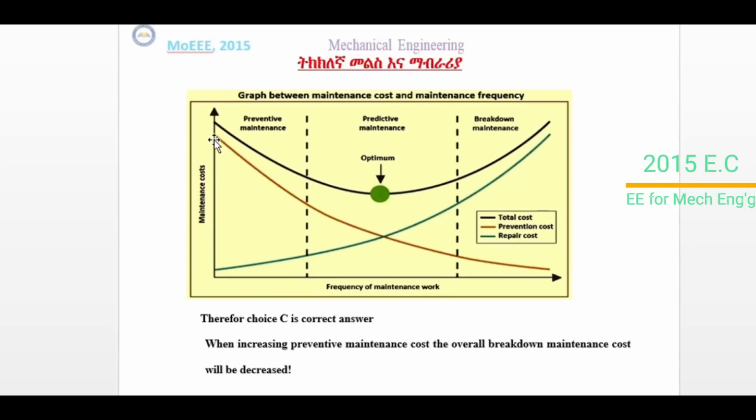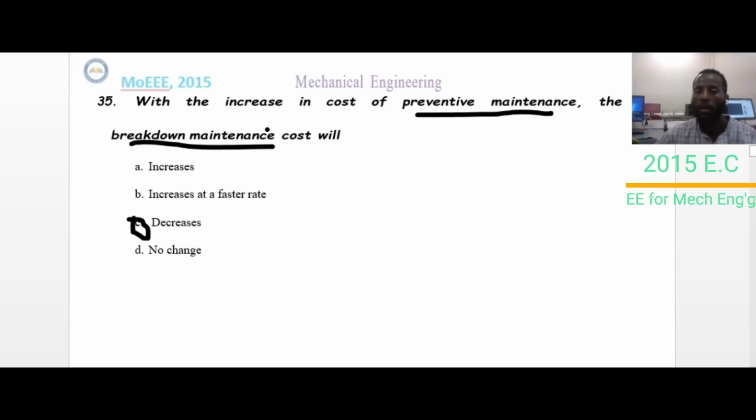Therefore, here we have invested a high amount of cost in preventive maintenance, the frequency of occurrence of failure of the machine part is less, and the cost we are investing on breakdown maintenance is less and less. Therefore, from this concept, choice C is the correct answer. When we increase the preventive maintenance cost, the breakdown maintenance cost will be decreasing. This is the correct answer for the given question.